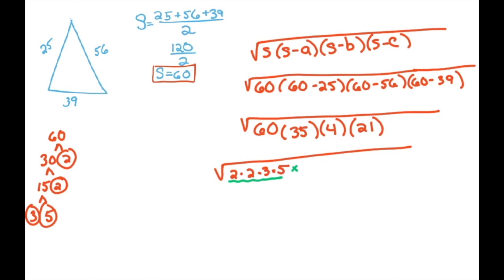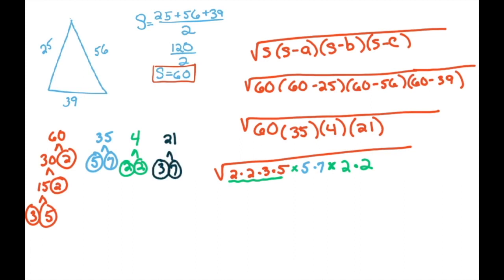Let's look at 35. 35 can break down into 5 and 7. Those are both prime, so I'll circle them, and then I'll go ahead and write them over here. 5 times 7 times 4 can break down into 2 times 2 times 2 times 2. I'm going to change this one to a multiplication sign so that it doesn't get confusing over there. And then my last one is 21. 21 breaks down into 3 and 7, and they are both prime, times 3 times 7.